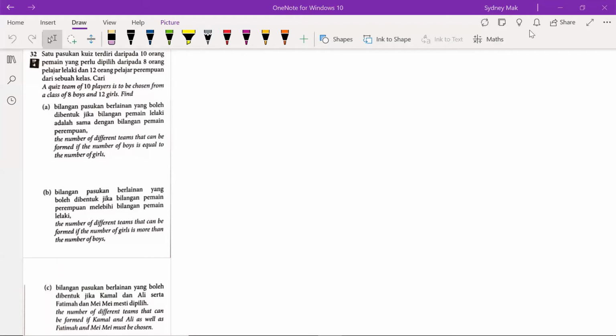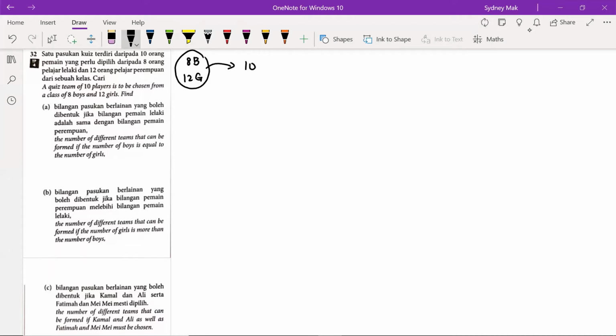Hi everyone, this is practice formative of chapter 4, question number 32. A quiz team of 10 players is to be chosen from a class of 8 boys and 12 girls. So we have 8 boys and 12 girls. Out of this group of students, we have to choose 10 players.